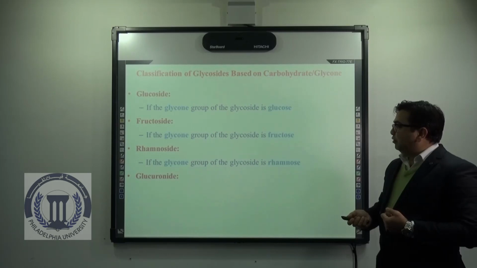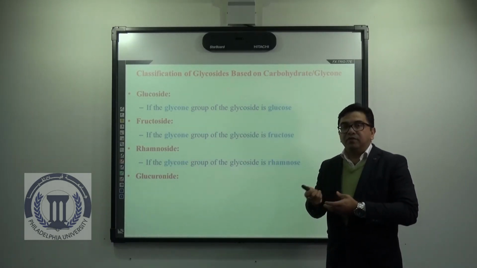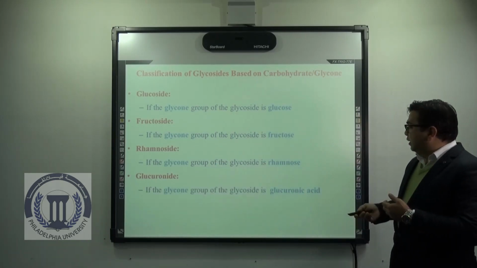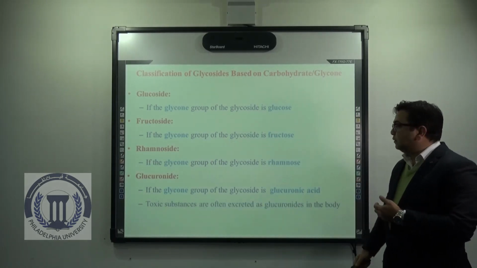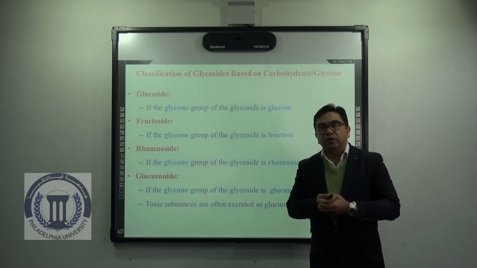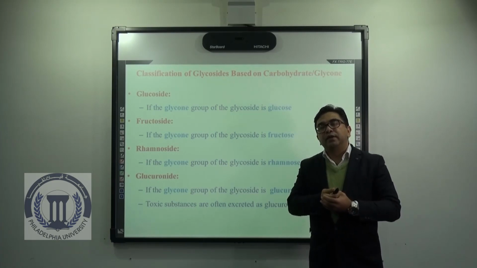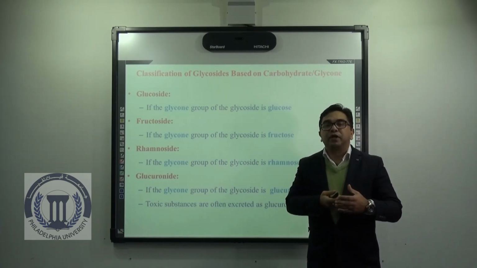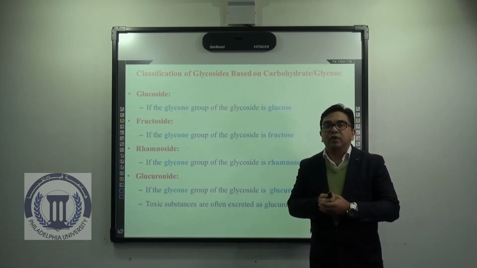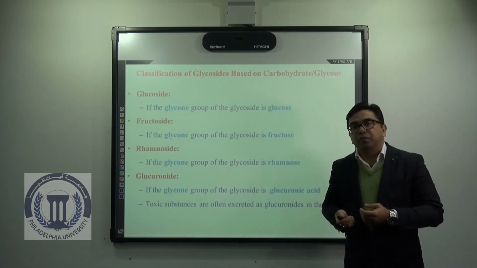Similarly, if the glycon part is glucuronic acid, or the glycoside is a derivative of glucuronic acid, we call them glucuronides. And I would like to add a note here. Glucuronides play an important role in the human body for drug metabolism, where they help to eliminate a lot of drug metabolites, mainly the toxic metabolites, from the body in the form of glucuronides, mainly in phase 2 of the drug metabolism of the body.